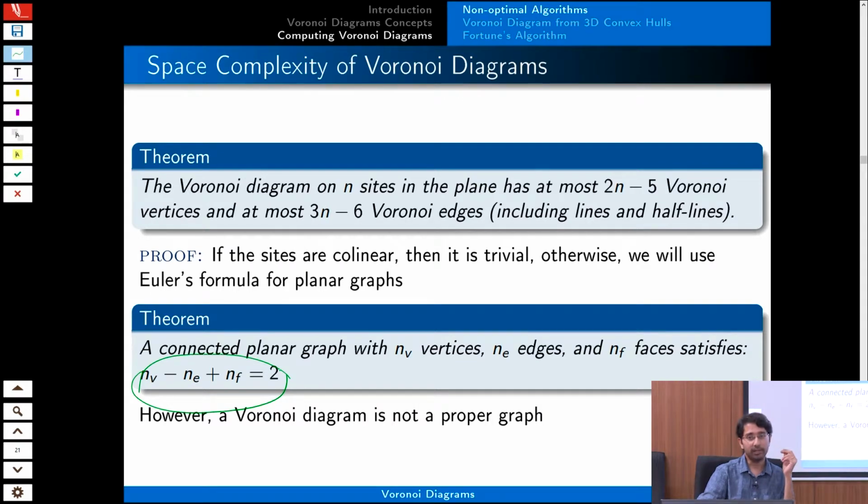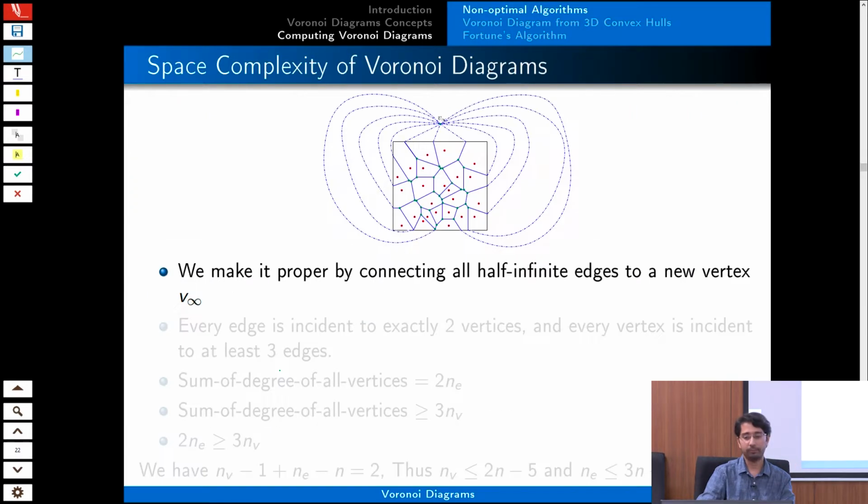right? But there is a small glitch: the Voronoi diagram is actually not a planar graph, because there are half edges present in the Voronoi diagram. What are the half edges? This is a half edge, right? This is a half edge. This goes to infinity. So, it is not a planar graph.